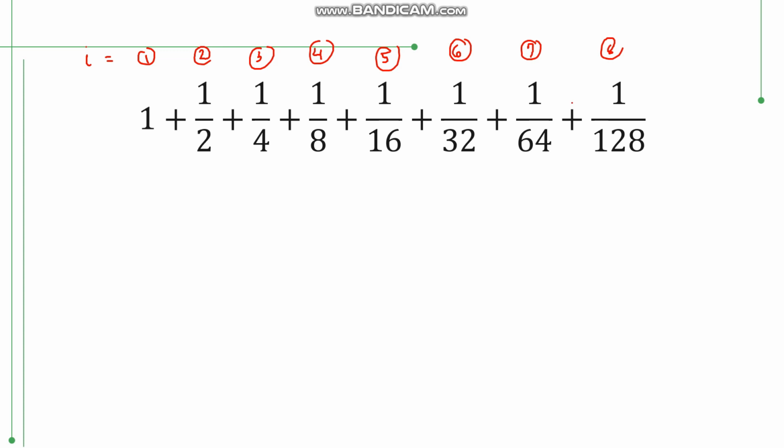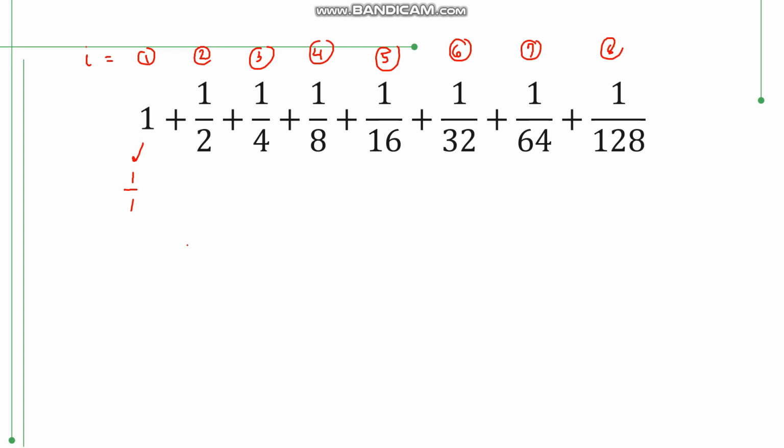Okay, so as you notice, all of them are written in fraction form. By the way, 1 can also be written as 1 over 1. So that means our general term should be in fraction form as well. Now for the numerator, all of them is 1, so that means the numerator is automatically equal to 1 for our general term. Now let's just consider the denominators. So for the first one, if i is 1, the denominator is 1. If i is 2, the denominator is 2. If i is 3, the denominator is 4. If i is 4, the denominator is 8, and so on.